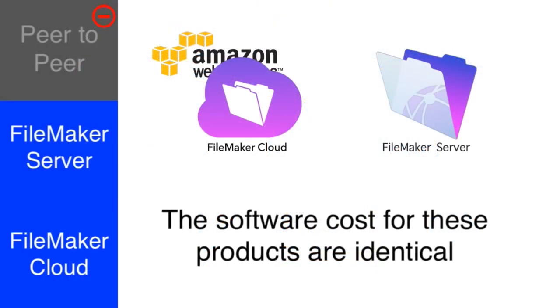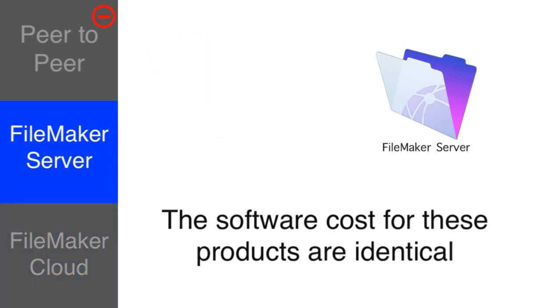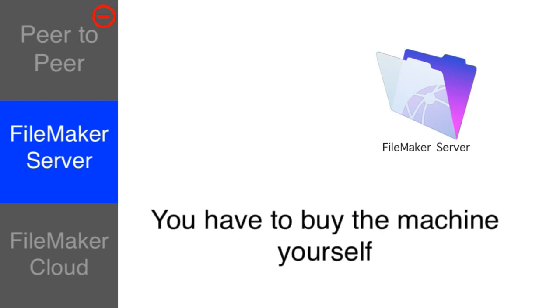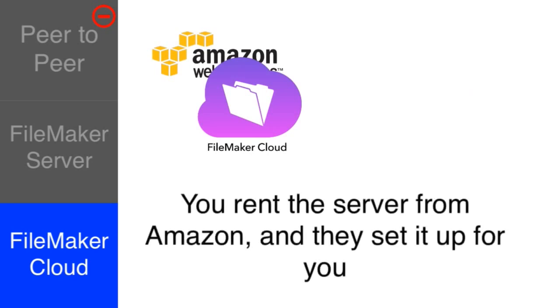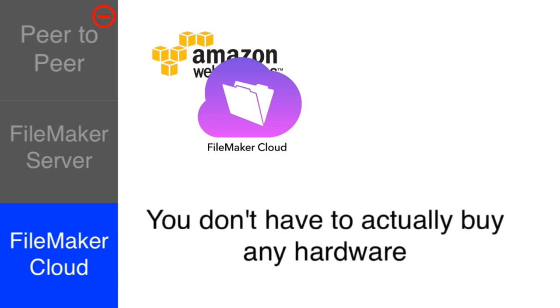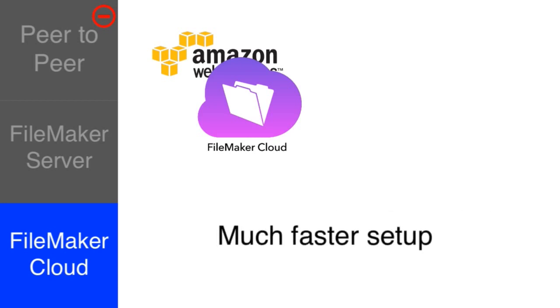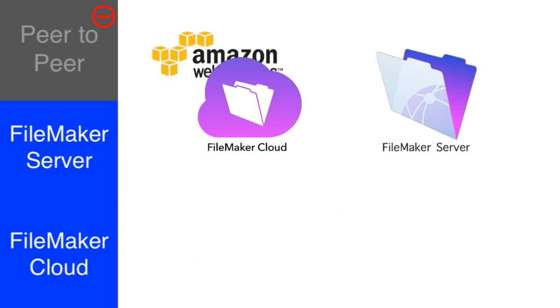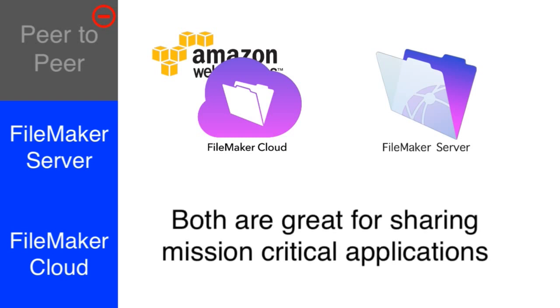Now, the software costs between FileMaker Server and FileMaker Cloud are identical. But the differences are largely that with a Mac or Windows server, you're going to have to buy that server and invest in that hardware. With Amazon data centers, you're basically renting a server from Amazon either by the hour or by the month or by the year, and that allows you to run your FileMaker Server without purchasing server hardware. So that's pretty cool. Also, the installation and setup of the FileMaker server is typically done much faster with FileMaker Cloud than it is with FileMaker Server. There are some other differences between these two products, but either product is great for an organization that wants to share mission-critical applications.